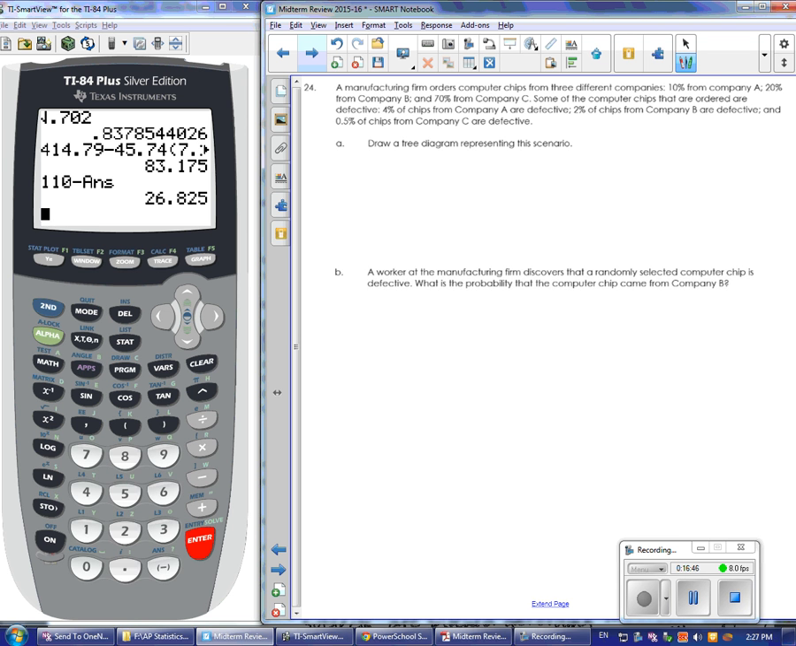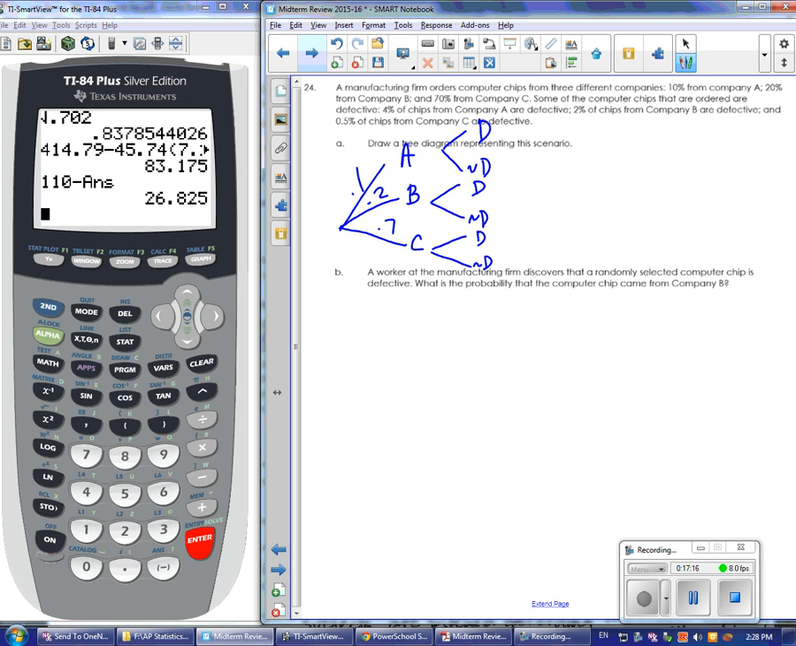Well, the first thing is going to be where the computer chips came from. We've got company A, B, and C. We're told that 10% come from company A, 20% from company B, and 70% from company C. You do want to just double check to make sure that that adds up to 1. Then our second stage is going to be whether or not they're defective. So I'm just going to use D or not D for defective. D, not D. D, not D.